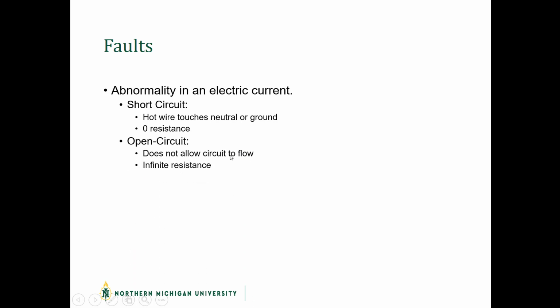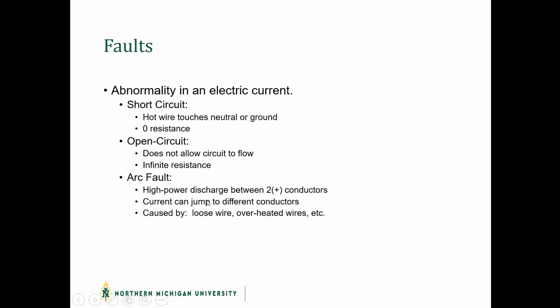It does not allow current to flow. So if you hear of an open circuit problem, that means we have infinite resistance and nothing can actually flow. We have an arc fault, which is a high power discharge between two conductors. This is where that electric current can actually jump from one conductor to the next. I mentioned that a little bit before. If you have too much resistance in one spot or too much voltage going through one spot at a time, or a combination of all that, the electricity always wants a place to go. If we're not giving it that path, it tries to find its own. A lot of times it can be caused by loose wiring, overheating wires, all that.